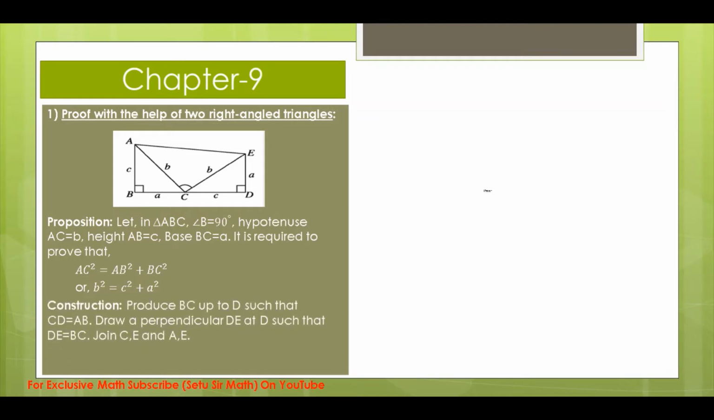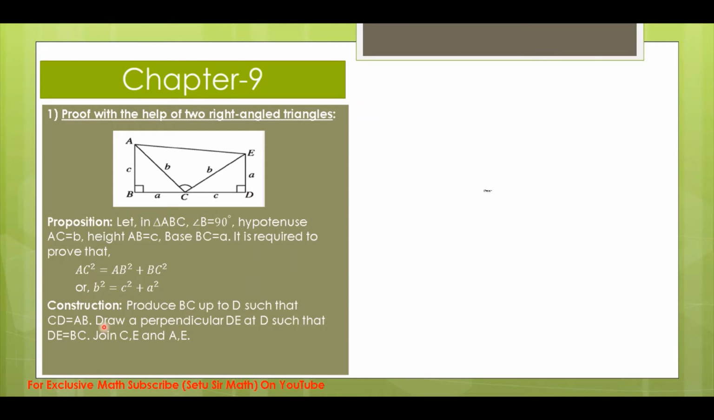Now construction. Produce BC up to D. In here from the figure you can see produce BC up to D such that CD equals AB. That means we have to draw like this, CD equals AB. That means AB and CD, they are the same.